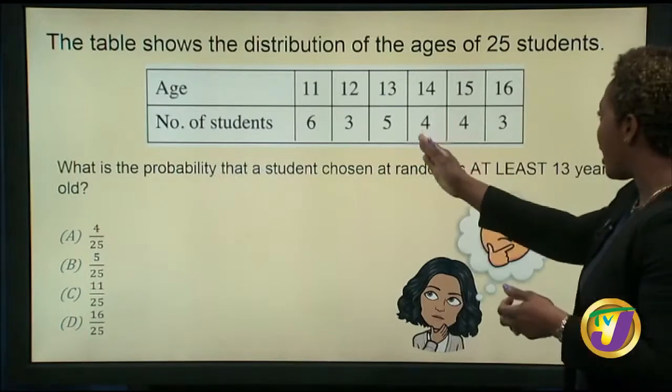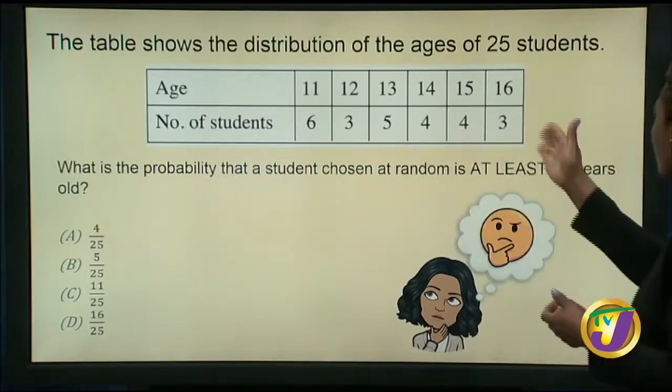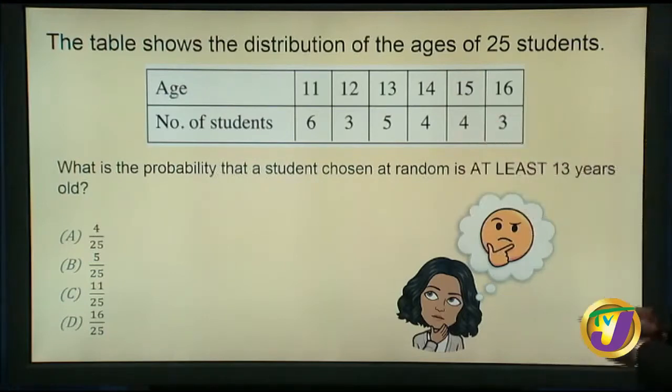So we have 5 plus 4, that's 9. 9 plus 4, that's 13. Plus 3, that's 16. All right, so 16 out of, we need a total. They gave you the total. 16 out of 25.